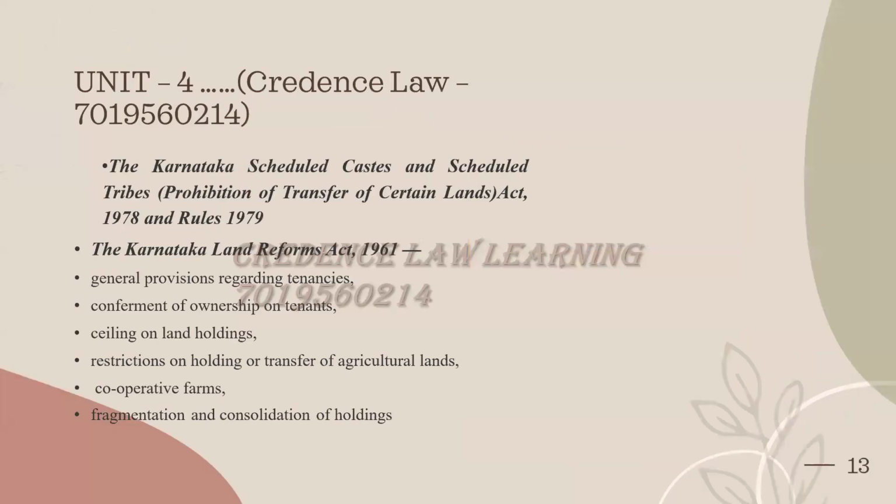And then the fourth unit basically deals with two acts. One is the Karnataka Scheduled Castes and Scheduled Tribes act, which emphasizes prohibiting the transfer of certain lands. This act was enacted in 1978. And one peculiar feature of this act, I would say, is that it only contains 12 sections.